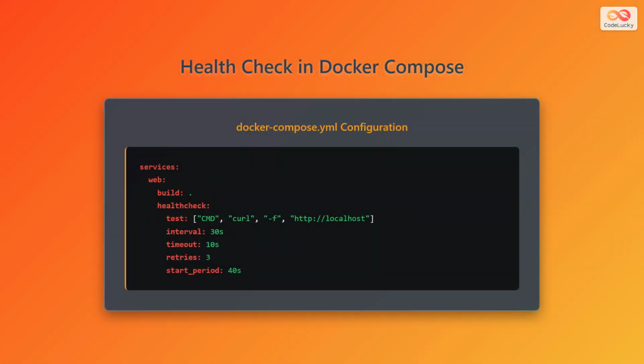You can also define health checks in your docker-compose.yml file. Under the service definition, add a healthcheck section. Specify the test command as a list, along with the interval, timeout, retries, and start period. The test command here uses curl to check if the application is running. This configuration allows Docker Compose to monitor and manage the health of your services, restarting them if they become unhealthy.